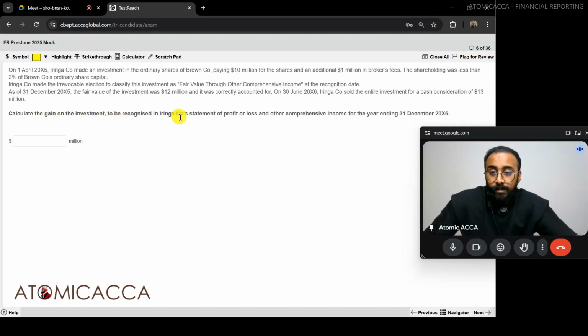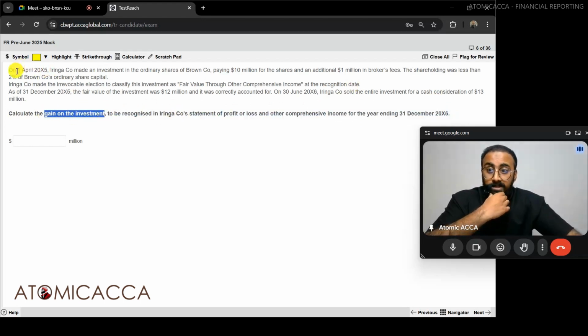Calculate the gain on investment to be recognized in Iringa company's statement of profit and loss and OCI for the year ending 31st December X6. So we need to find the gain on investment for 31st December X6. So keep in mind the year ending and what is the requirement: gain on investment. Okay. On 1st April X5, this is 31st December X6. So 1st April X5, 31st March X6, 31st December X6. So this is like a 1.5-year timeline altogether.